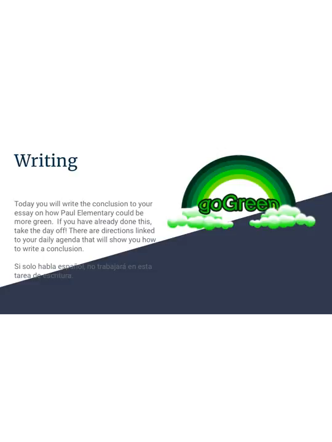All right. And the last thing you'll be working on today will be writing. Today you will be writing the conclusion to your essay on how Paul Elementary could be more green. If you've already done this, you get to take the day off for writing. There are directions linked to your daily agenda that will show you how to write a conclusion if maybe you've forgotten a few steps or you just want to make sure that you're doing it right. If you are a Spanish speaking only student, you did not write this particular essay, so you don't need to worry about it.